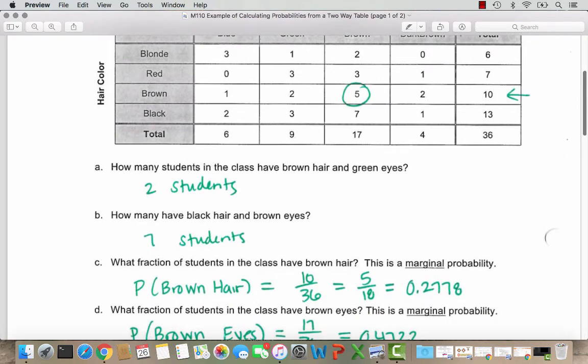So now part C is asking us to start to think about the part out of the total, or what fraction. So when we start to think about the part out of the total, whether we're reporting as a fraction or decimal, we are calculating a probability.